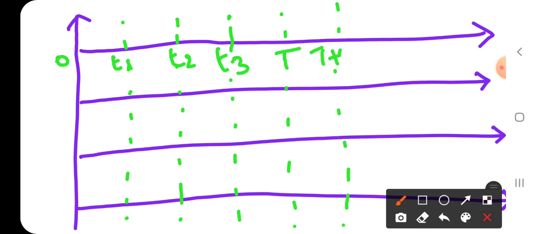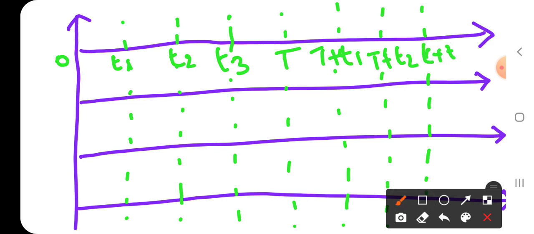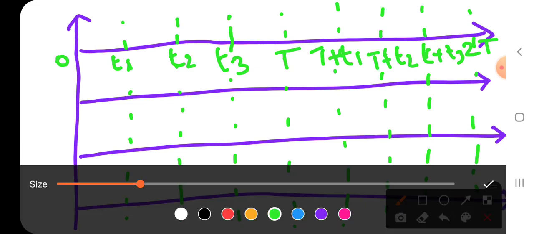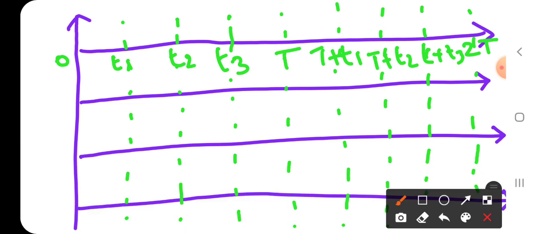T plus T1, T plus T2, T plus T3. Finally this is 2T. Okay, so first let me draw 0 to T1.